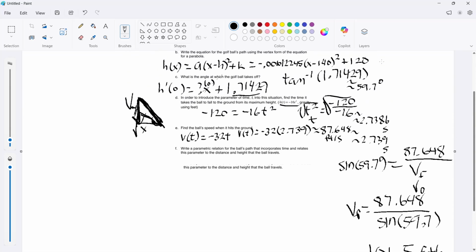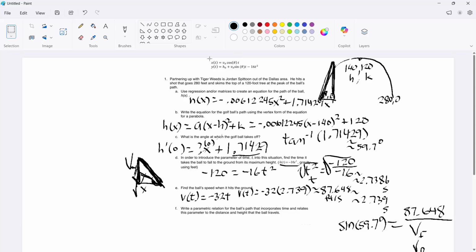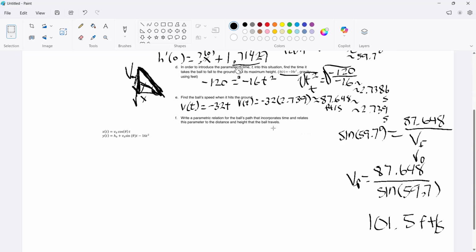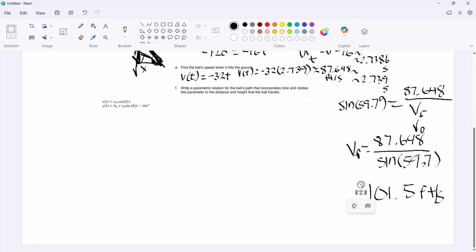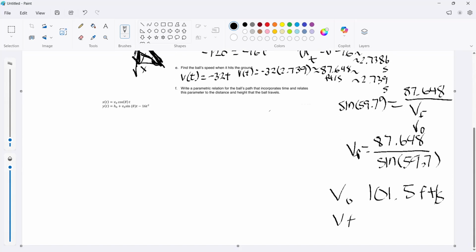Okay, now the parametric equation that incorporates time and relates the parameter to the distance and height that the ball travels. Well, the parametric equations are these. And by the way, this is v0. It's also the v final. It's both, because remember, again, symmetrical. So this is v0, and it's also the final velocity. So it's the same. All right, v0 cosine theta t.